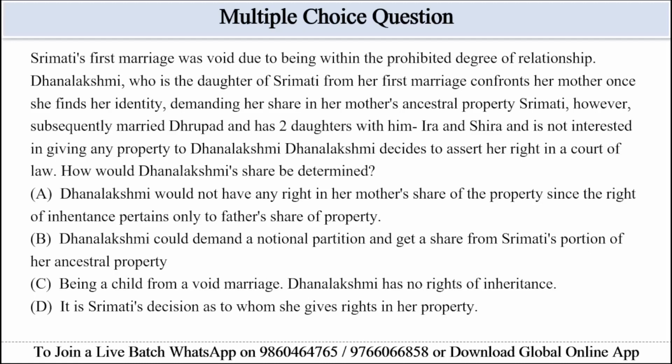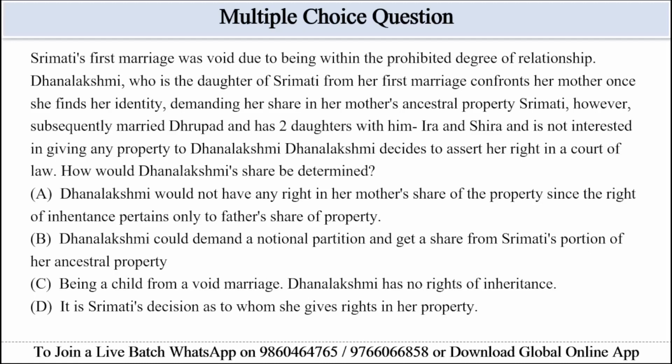How would Dhanalakshmi's share be determined? So, can Dhanalakshmi inherit mother Smriti's ancestral property despite being born from a void marriage? This is the question here. The passage says children from void marriages have inheritance rights to notional partition. So, in case of option A, Dhanalakshmi would not have any right in her mother's share of the property, since the right of inheritance pertains only to a father's share of a property. So, this one is incorrect.